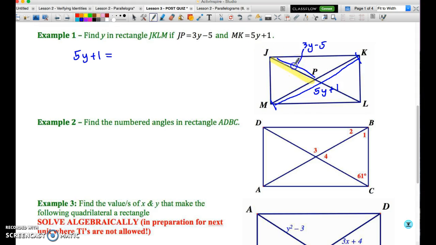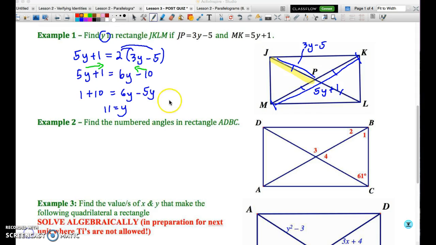Using the characteristic that the diagonal is cut in half, what we can do is take the length of JP, double that, and we will then be able to find y by setting up this equation. Okay, so in the interest of time, I'm just going to solve that off screen. Okay, and so what you can see is I've distributed out the parentheses, moved the y's to the right and the numbers to the left, and we have our solution: y equals 11.